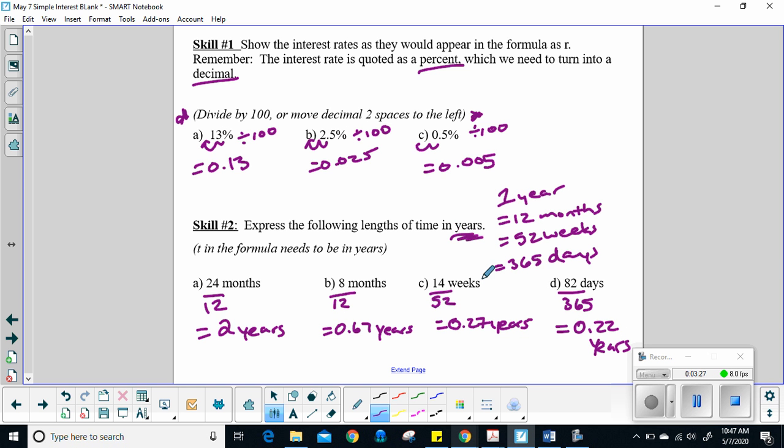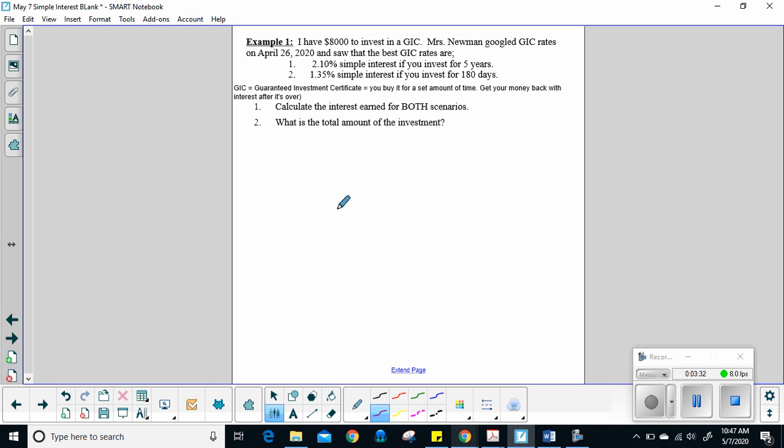So if the question is not in years, you will have to convert. Let's do a question. Last week I looked it up and saw that the best GIC rates were 2.10% simple interest if you invest for 5 years, and 1.35% simple interest if you invest for 180 days. We're going to pretend that we have $8,000 to invest, so that's how much money I have to start with. And I'm going to calculate each scenario. A GIC is called a guaranteed investment certificate. You buy it for a set amount of time, and then once that time is up, you get your money back plus any interest that it has earned.